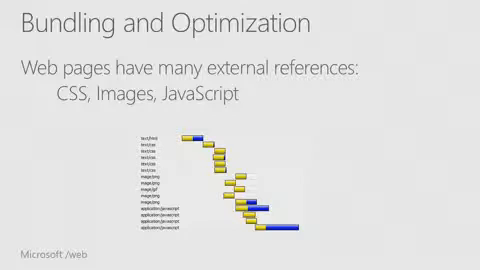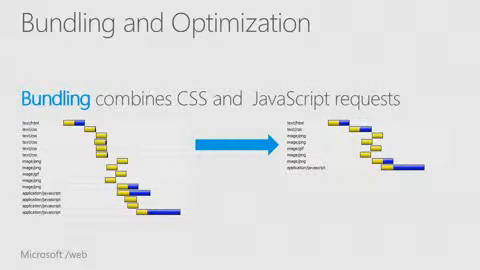Let's talk about bundling and optimization. Yeah, so bundling and optimization is an interesting one. Web pages have all these external references. You've got CSS and images and JavaScript and whatever you're loading. So this is a little timeline that's showing the browser going and loading those things. And then with bundling, there's two levels here: there's bundling and then there's minification. Bundling would take these things and say, here I've got 5 CSS files, I'm going to bundle those up into one single CSS file.